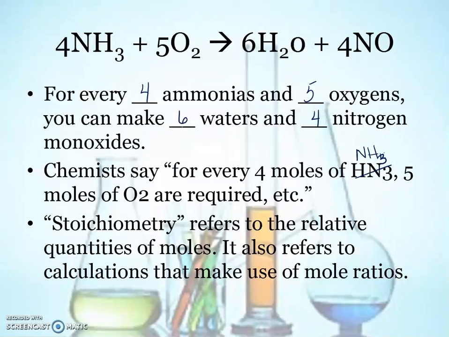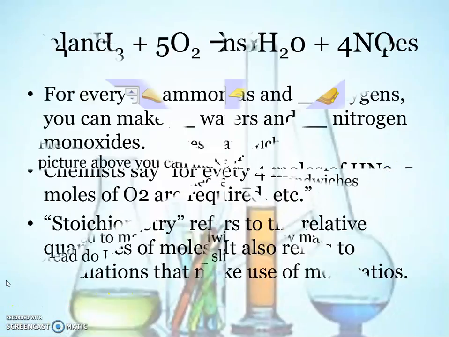So anytime I ask you, what's the mole ratio in this equation of ammonia to oxygen, you would say it's a 4 to 5 ratio. What's your mole ratio of oxygens to nitrogen monoxides? Well, it's a 5 to 4 ratio. So you're just saying your ratio of how many of each one you need to each one you'll make.